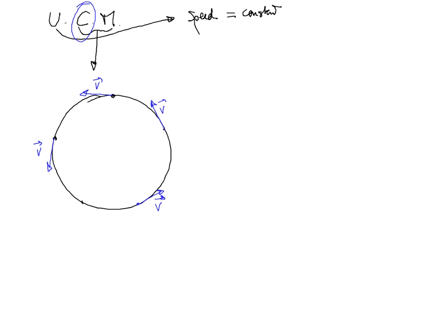Uniform means that the speed is going to be the same, which means that the magnitude of the velocity will stay the same, which means that if you're going at 5 meters per second at this particular position, you will keep going at the same speed forever and ever and ever around the center. So let's call the center R.